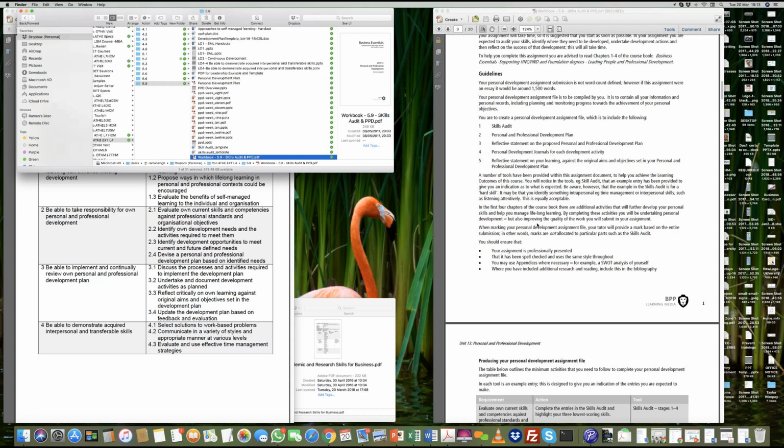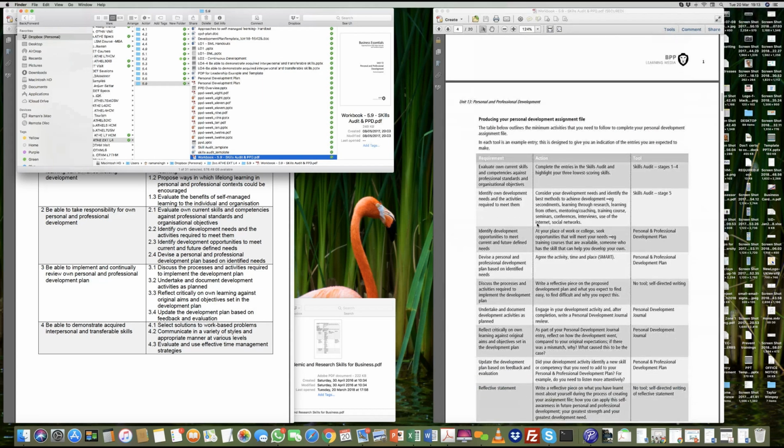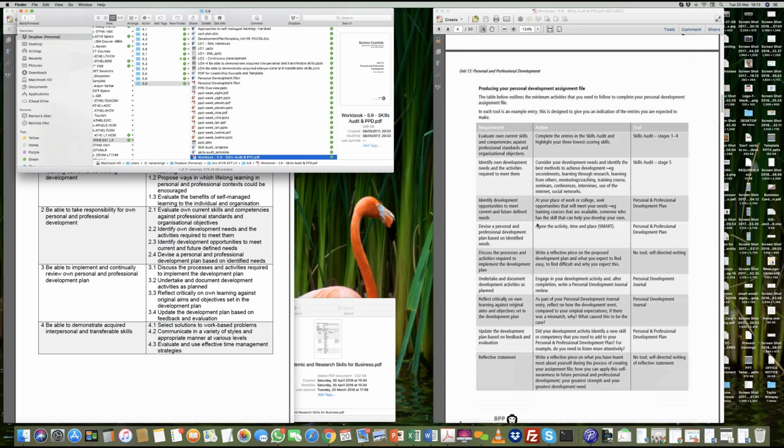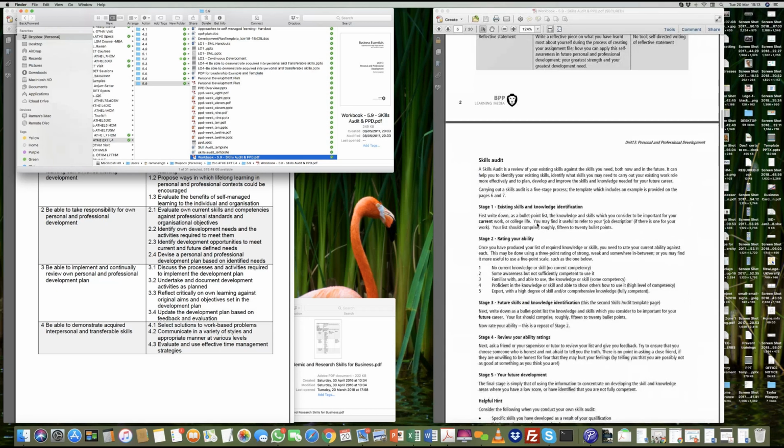Some of them will call it CPD, continuing professional development plan, and things like that. And then you look at the objective of how this can be documented, covering the assessment criteria for Learning Outcome 2.